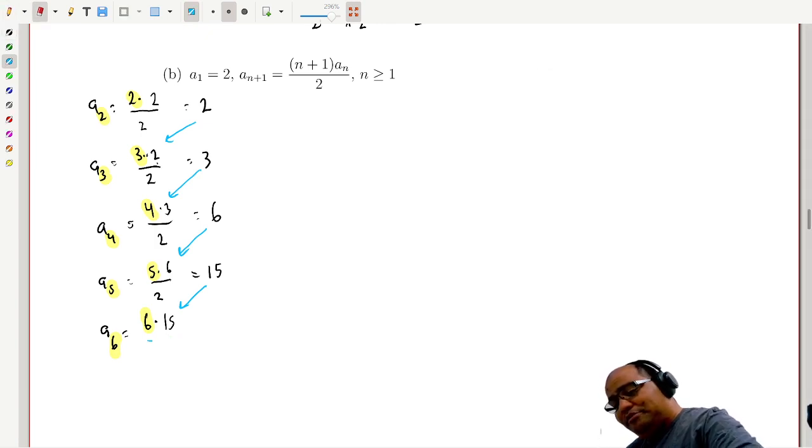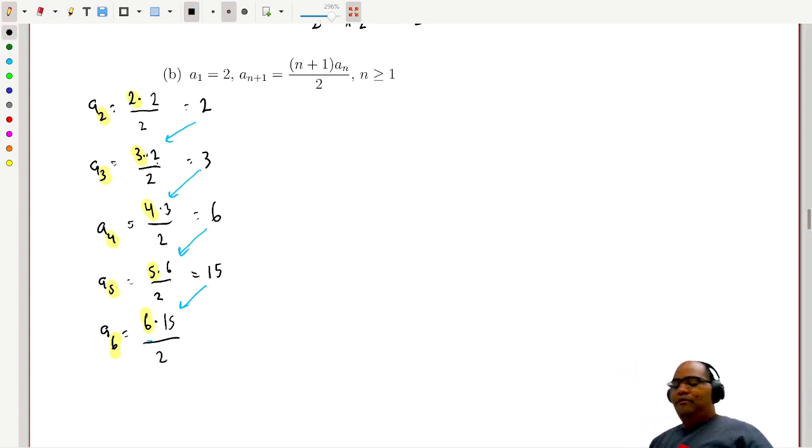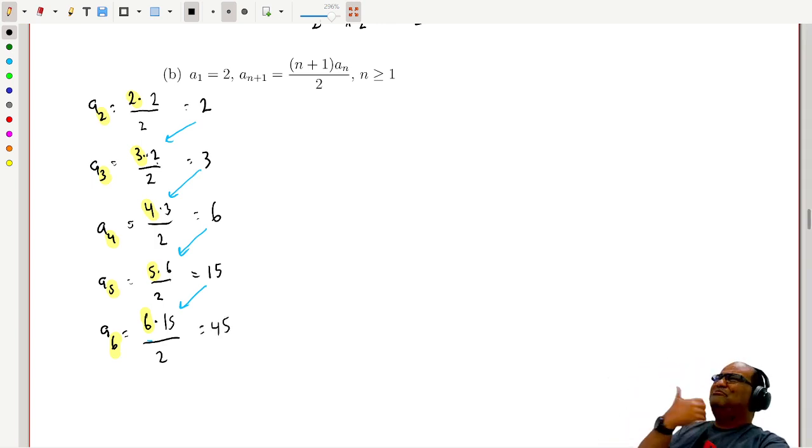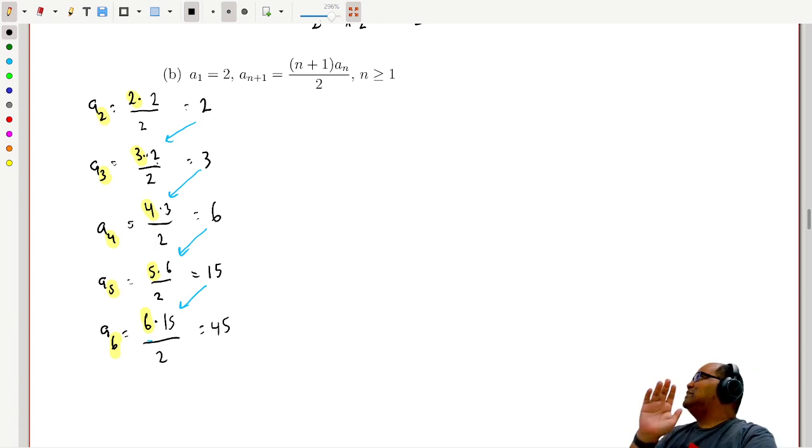That's the wrong color. Okay. Well, half of 6 is 3. 3 times 15 is 45. Okay. But it doesn't really look like we're getting anywhere. But this is the place to start. Just start out by writing terms. See what maybe you can expect.